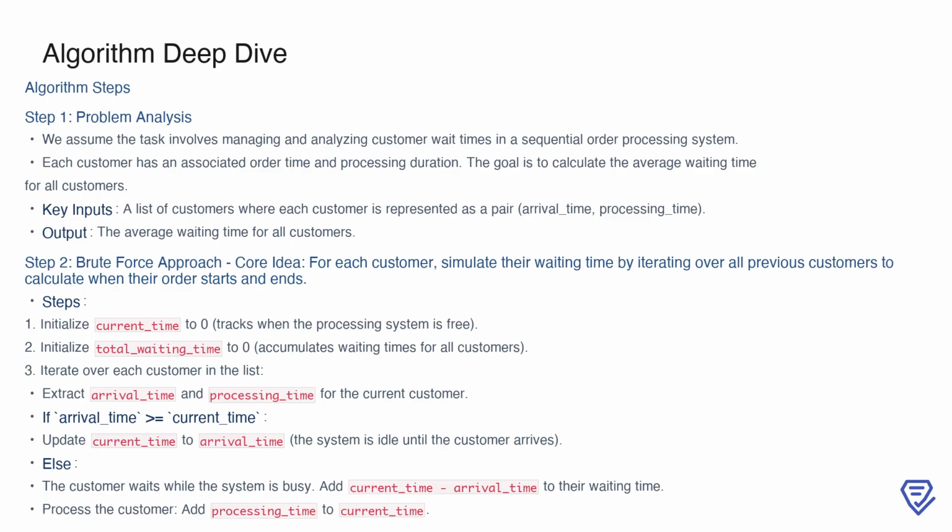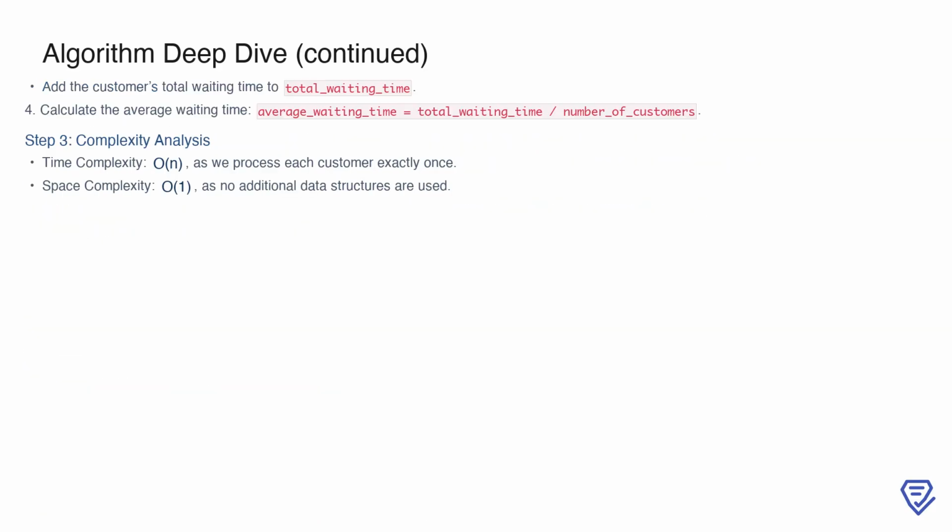If a customer arrives when the system is idle, the system waits for them. Otherwise, the customer waits for the system to finish processing prior orders. We then accumulate the total waiting time and divide it by the number of customers to compute the average. The brute force approach continues by adding each customer's waiting time to the total waiting time. Once all customers are processed, the average waiting time is calculated by dividing the total waiting time by the number of customers. Now, let's consider the computational complexity of this approach.